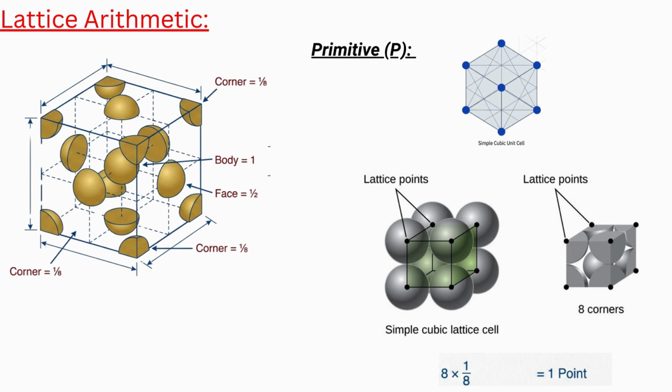Here the primitive unit cells are shown. Here we have points only at the corners. If the unit cell contains points only at the corners, then it is called a primitive unit cell. Below, it is represented that there are 8 corners in the primitive unit cell. Since each corner is shared by 8 adjacent unit cells, we take 8 into 1/8, so we will get 1 point in that particular primitive unit cell.